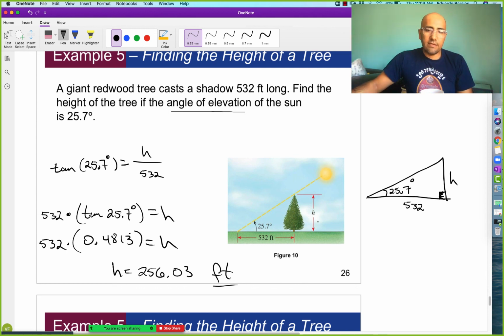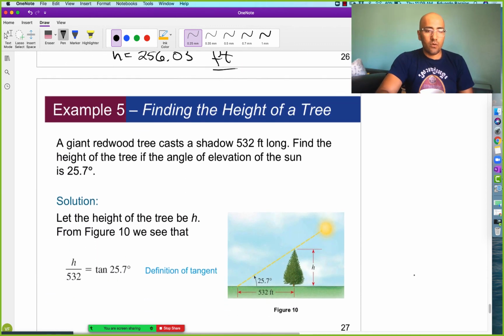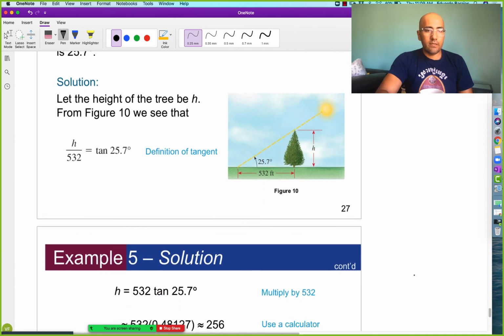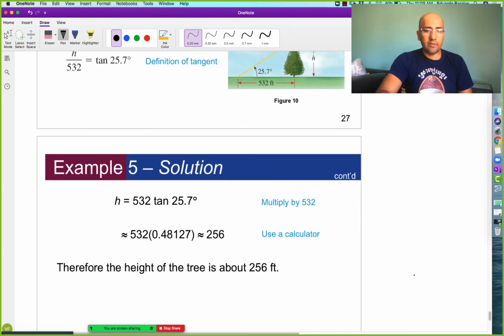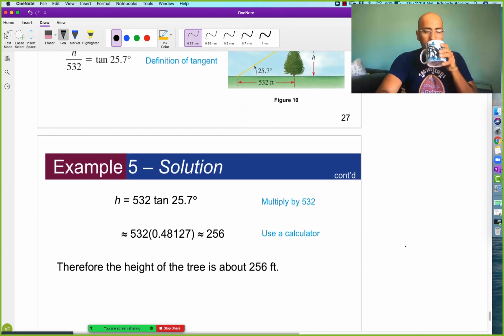Always come back and see if it makes sense given the picture. If you got a ridiculous answer, like a negative answer, it just wouldn't make sense with the values that you were expecting. So, yep, the author solved it in the exact same way and got approximately the same answer. Any questions?